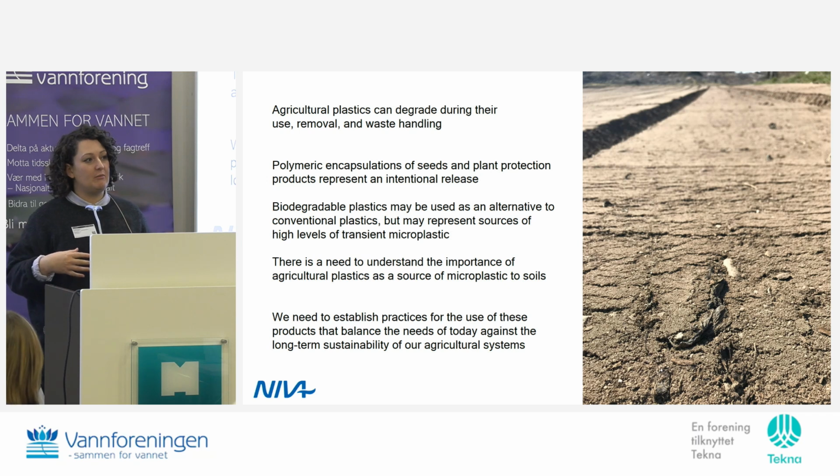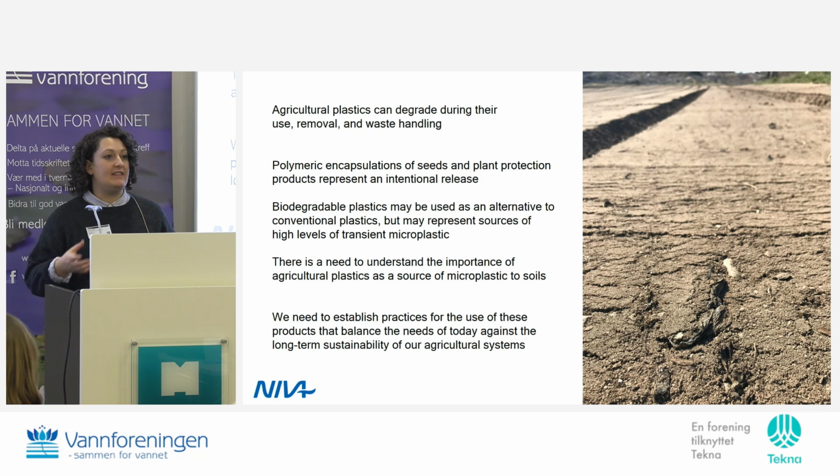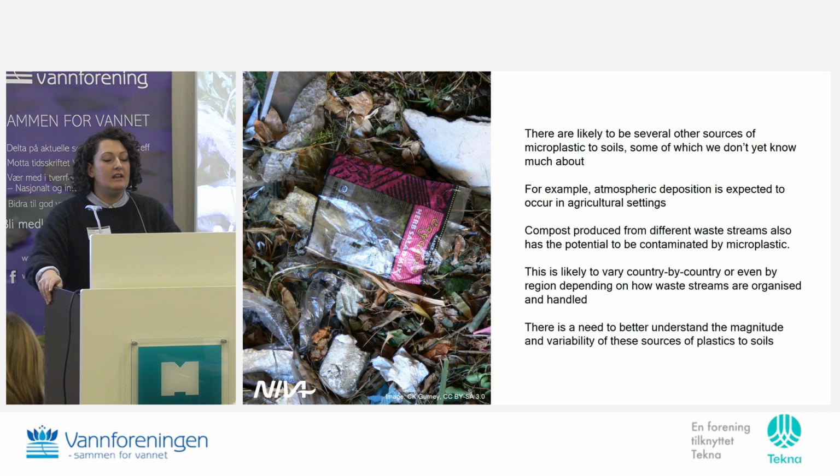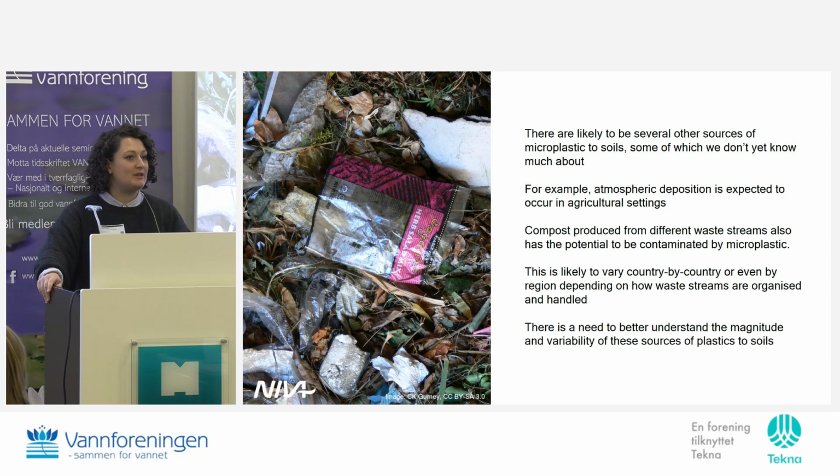And this is important because we use these products for a reason, and we need to find a way to use these sustainably so that we can balance the production needs for today versus the long-term sustainability of our soil systems. There are likely to be other sources as well to agricultural soils. Atmospheric deposition is well known globally, and we have observed that even in remote regions of the world. Therefore, we can expect it to also occur on our agricultural fields.